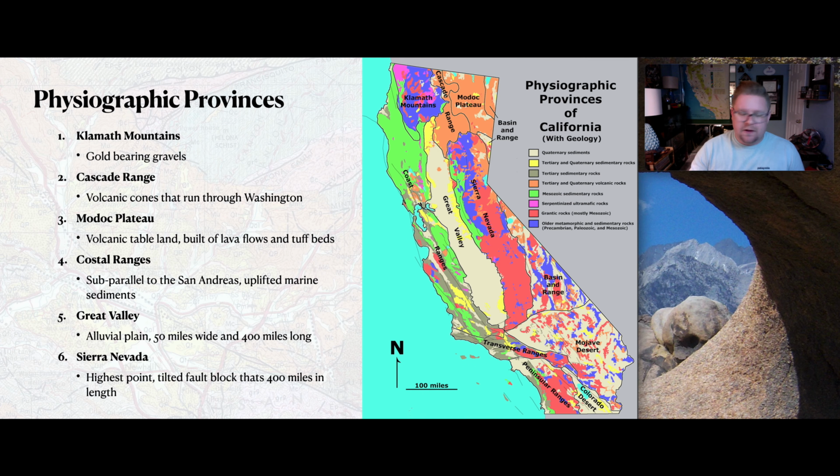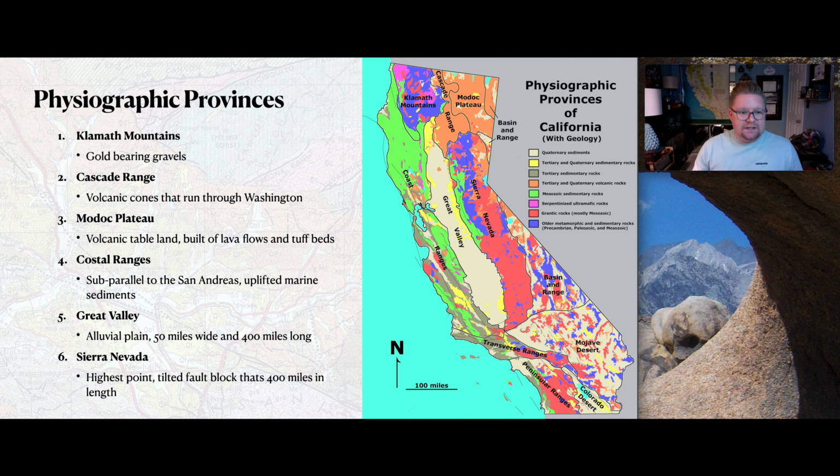So we'll start up at the top. Klamath Mountains up in here. The Klamath Mountains are gold-bearing gravels. So that's very prominent in gold country up in here. We also have the Cascade Range. The Cascade Range is a volcanic cone system that runs from California all the way through Washington State, of which some of those volcanoes do show activity. We also have the Modoc Plateau, which is a volcanic tableland built on lava flows and tuff beds.